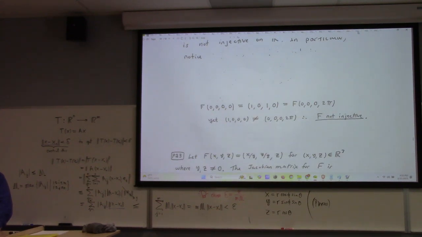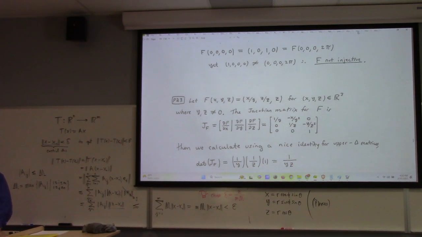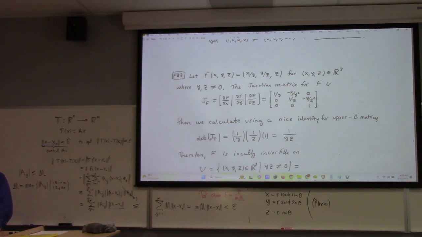Now, it's not injective, though, because if we look at, for example, 0, 0, 0, 0, and 0, 0, 0, 2 pi, they both give us the same output. Good. We really want a specific example to prove it's not injective, right? If I had been doing a better job of my grading, I would take points off.